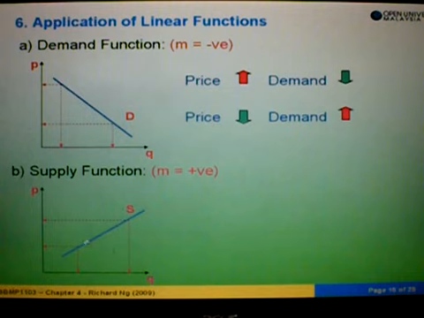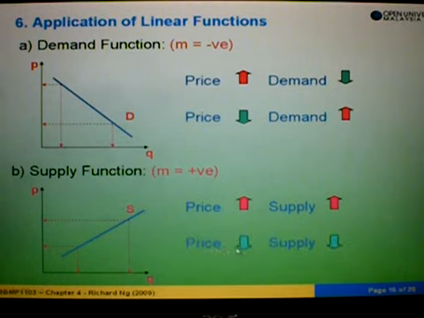Okay. Next, for the supply function, all right, we have this type of graph where the gradient is positive. So in this case, when price goes up, the supply will increase. When the price goes down, the supply will also decrease.